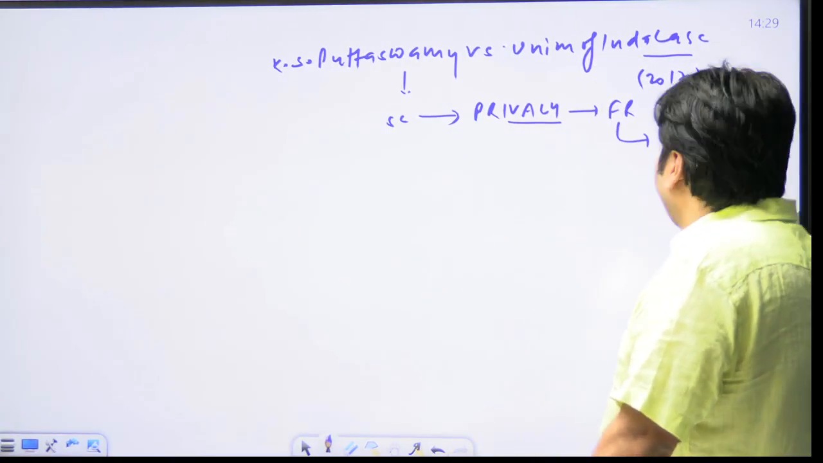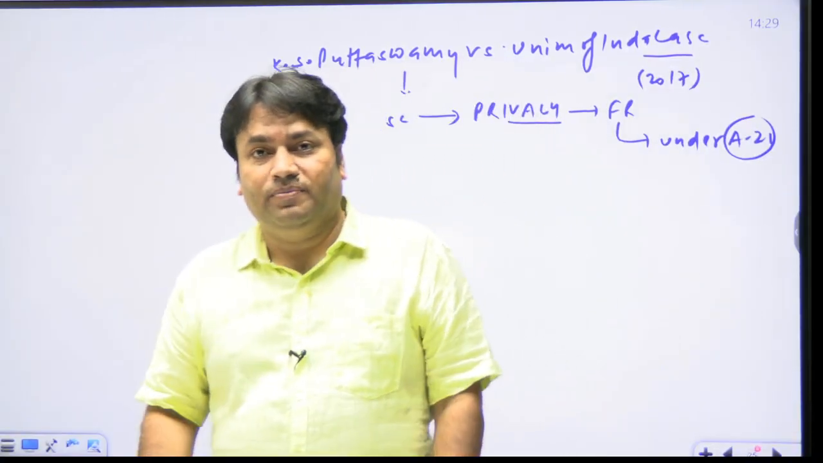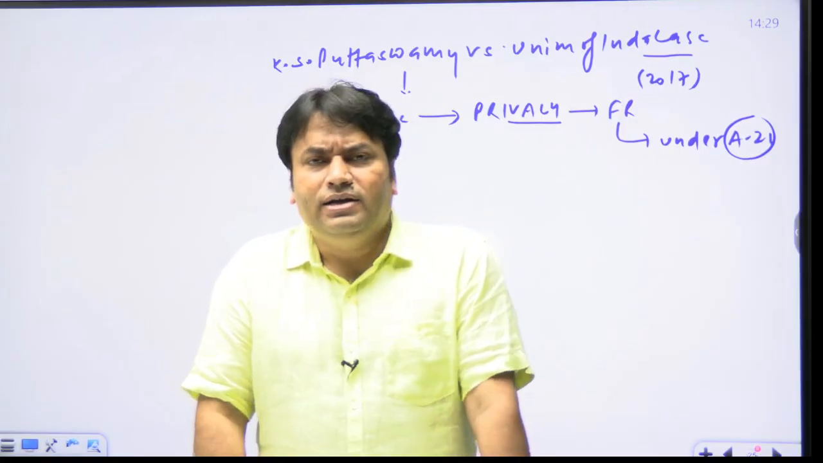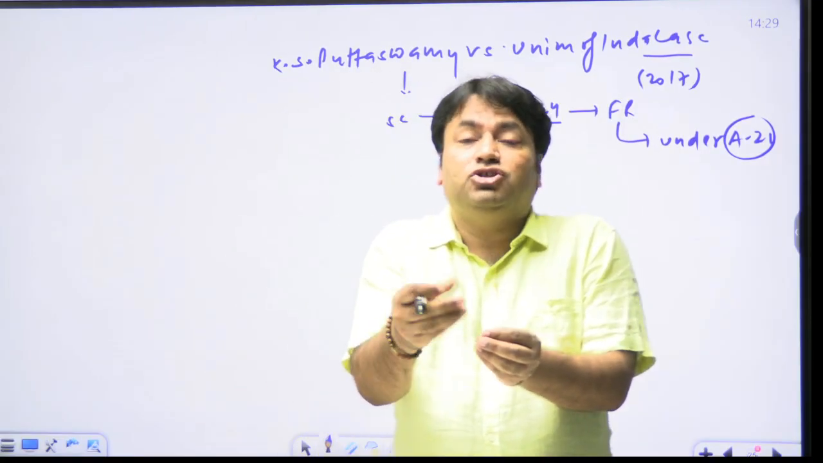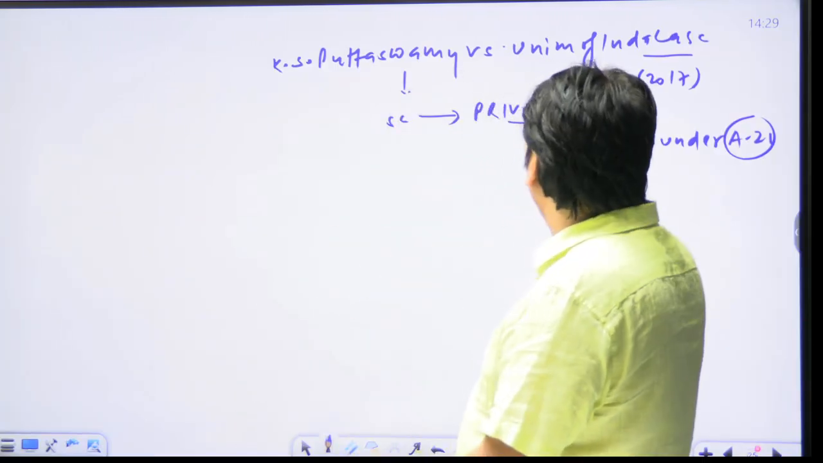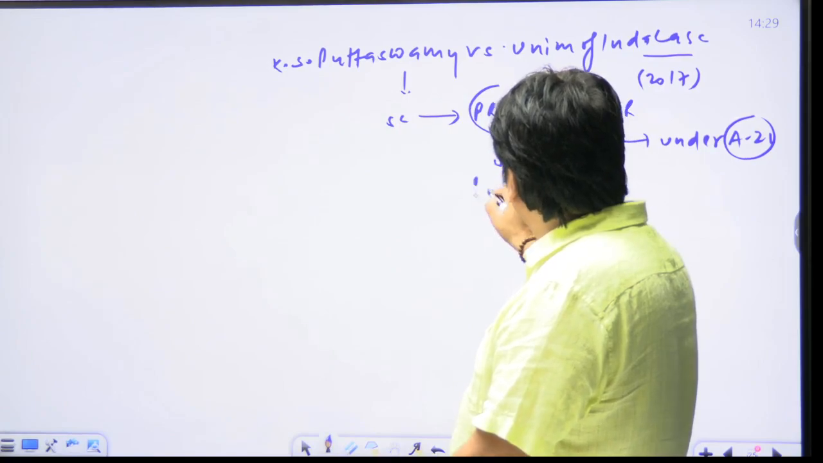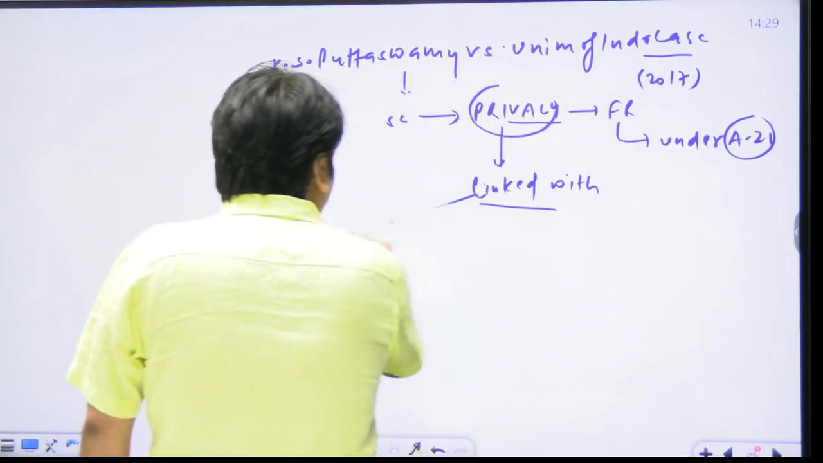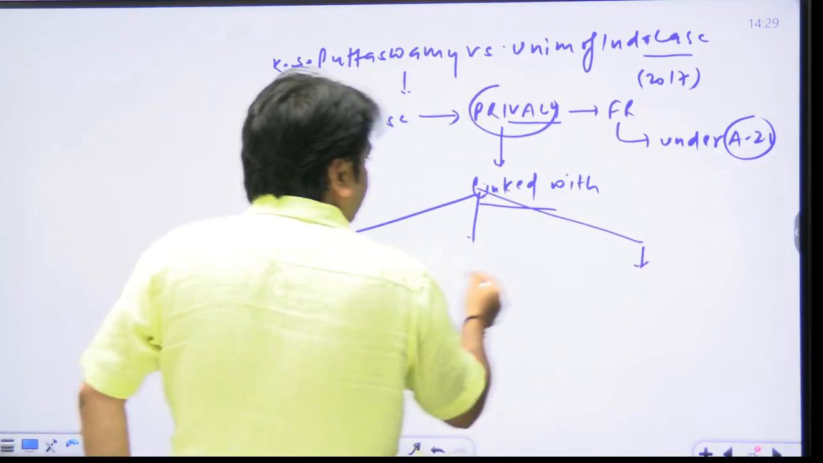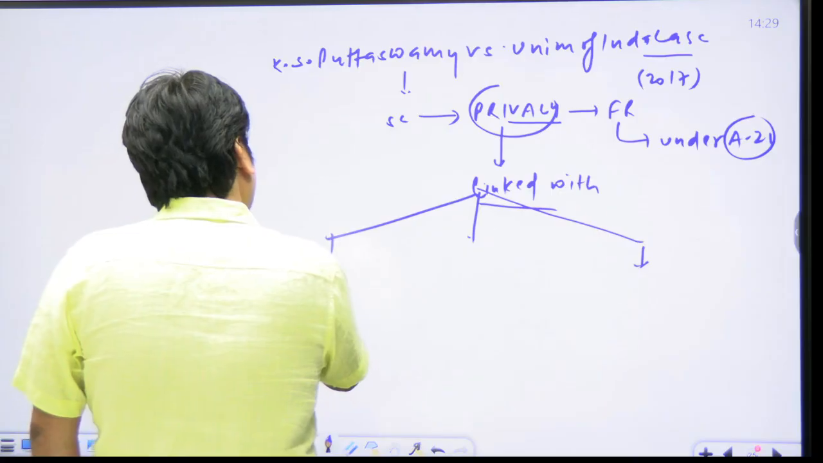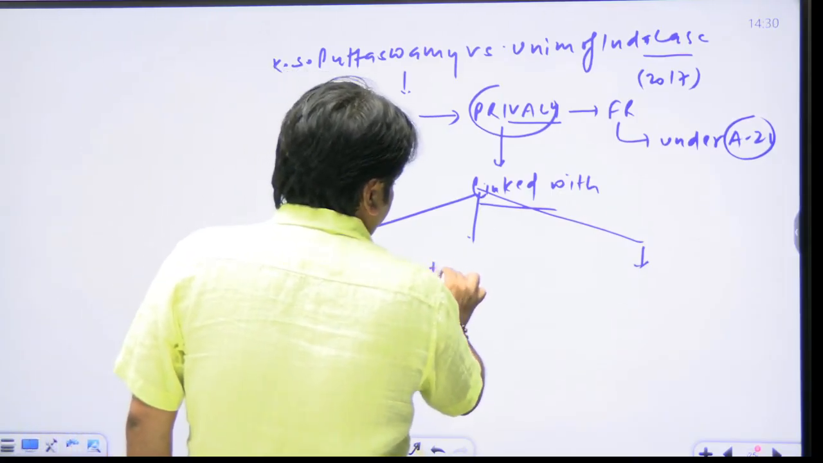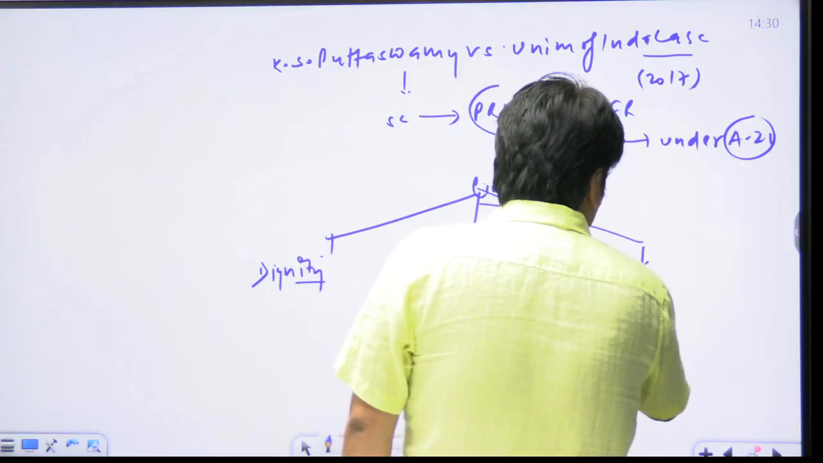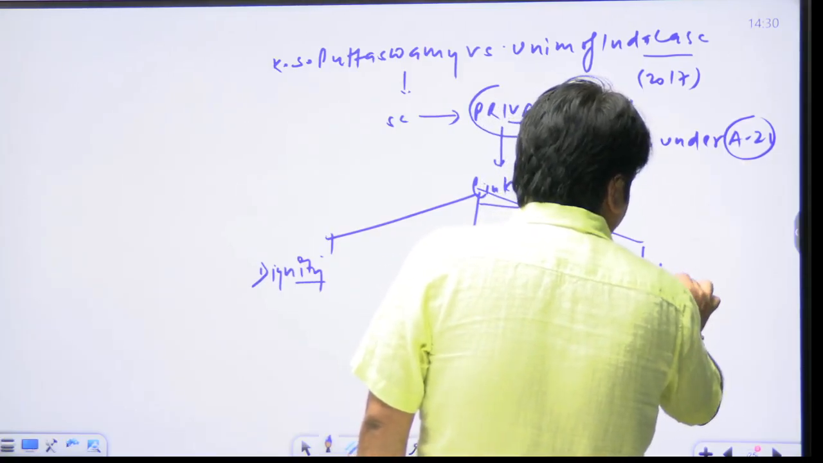This is the most important point, that the Supreme Court has recognized privacy under Article 21 and linked it with dignity, autonomy and personal choice. Privacy has been linked with dignity, autonomy and personal choice. These basic concepts we must know. So this will be helpful for writing answers, okay?